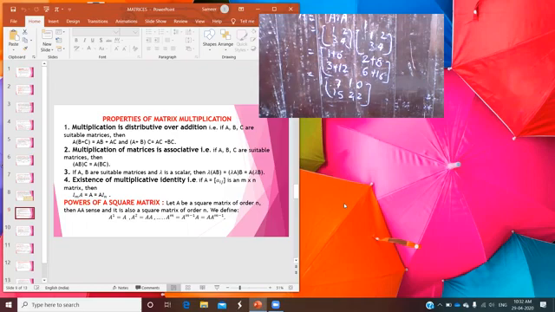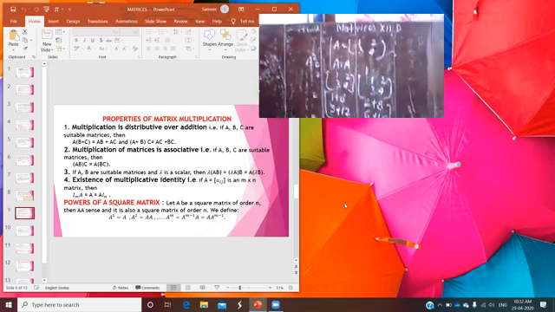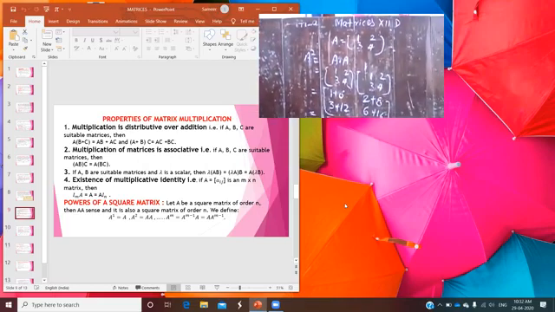If you want to find the value of A to the power 4, A square is already known, so you take A square into A square. That gives the value of A to the power 4. So that is the topic of powers of a square matrix. Understand? Next one.